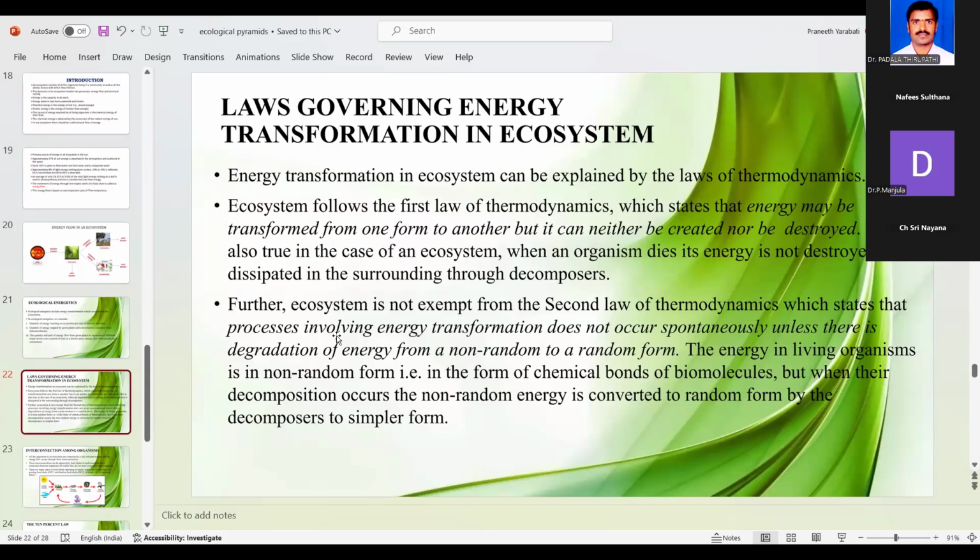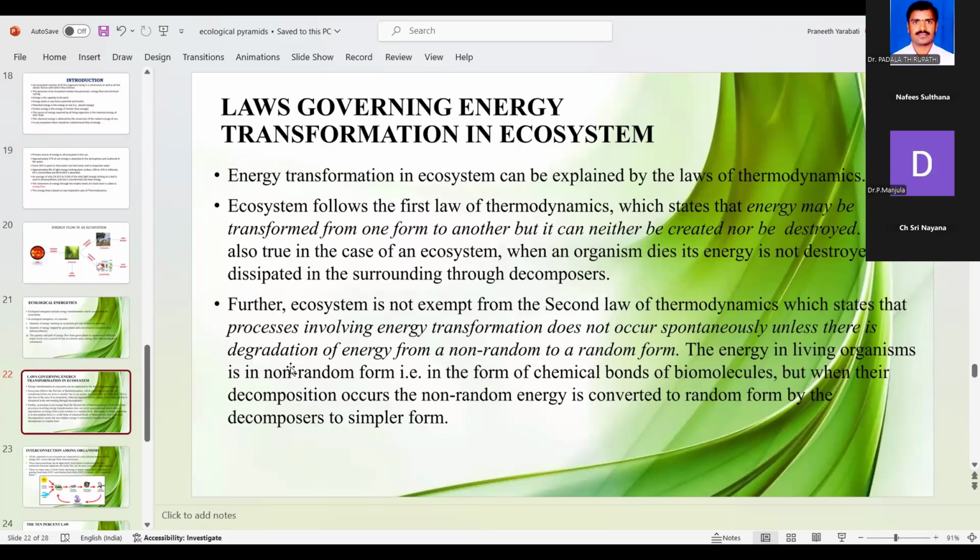Further, the ecosystem is not exempted from the second law, that is, the second law of thermodynamics, which states that a process involving energy transformation does not occur spontaneously unless there is a degradation of energy from a non-random to a random form. That is, while transforming, some amount of energy is released.